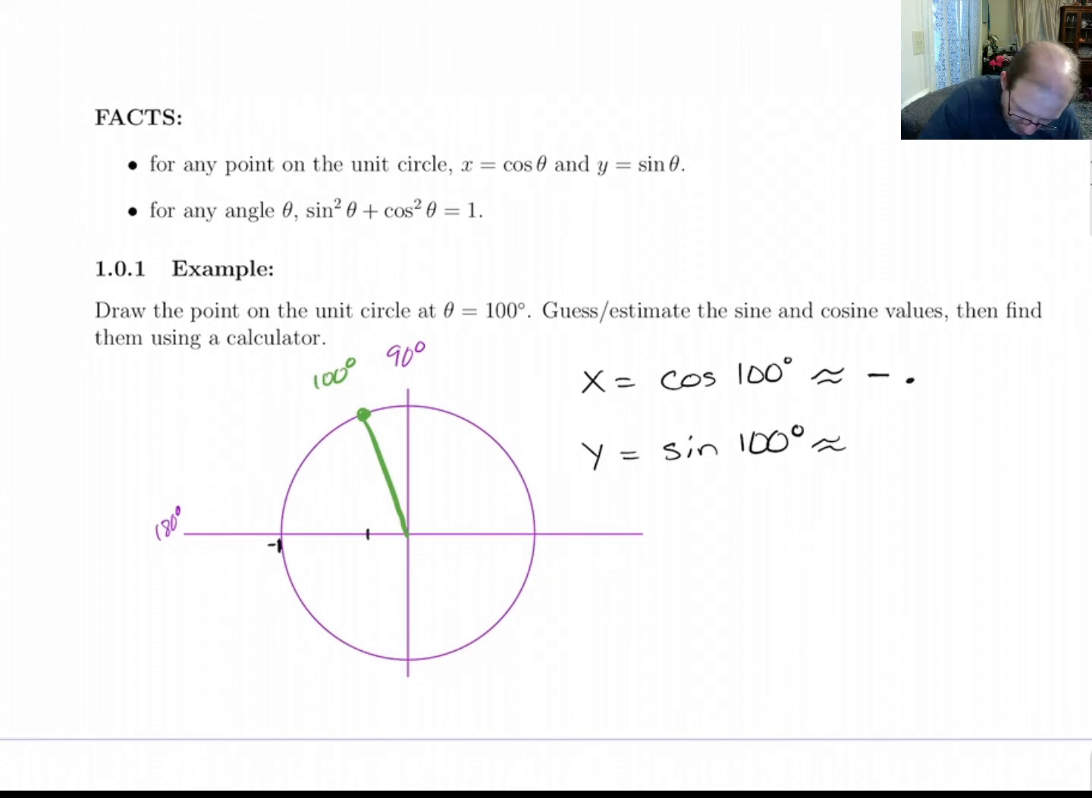So let's say maybe negative 0.2. And the y-coordinate is going to be positive, and it's definitely close to 1, but positive. So let's say 0.9. Again, this is just a guess.